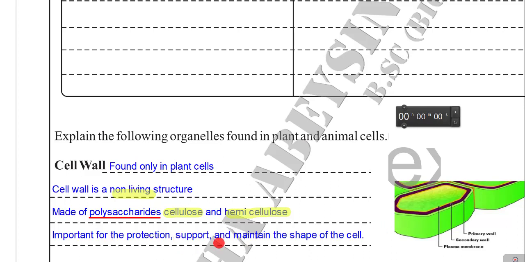Important for protection, support, and maintaining the shape of the cell. Why is it stronger there, right? Even after death, it keeps the shape. Please write it down, children.